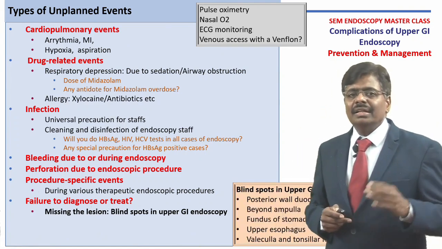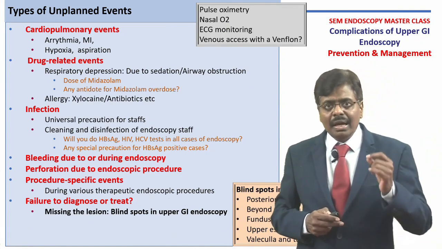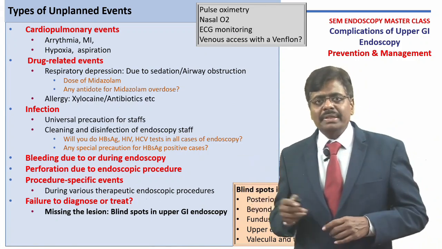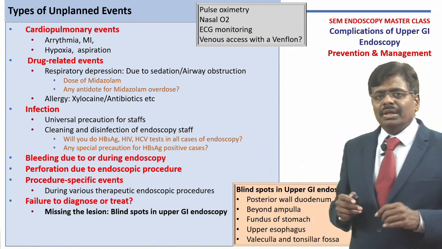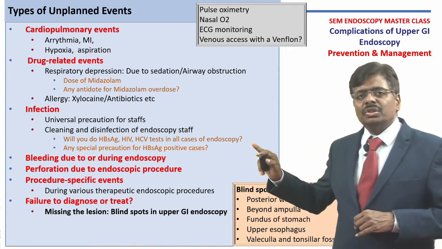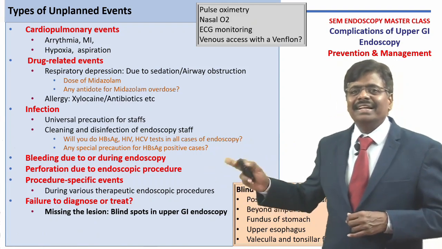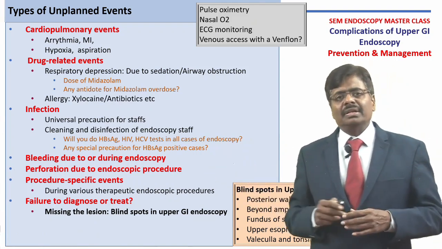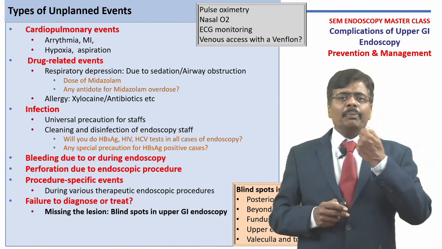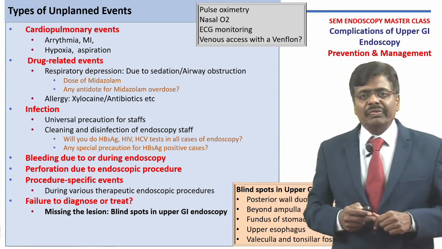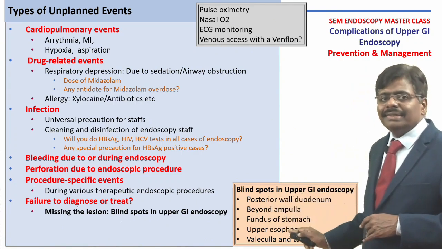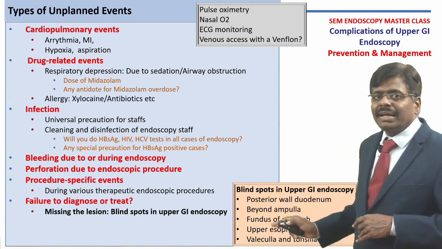The second thing is missing a lesion. As a beginner, you may have a very poor look at certain areas in the upper GI tract. For example, when you pass the endoscope as a beginner, the posterior wall of the duodenum or the superior duodenal angle, the junction of the first and second part of the duodenum, or in a patient with blood clots or fluid in the stomach, the fundus of the stomach, or when you rapidly pull the scope, the upper 1/3 of the esophagus, or even in front of the epiglottis, what I call the vallecula. So, these areas can be missed; a lesion there can easily be missed.